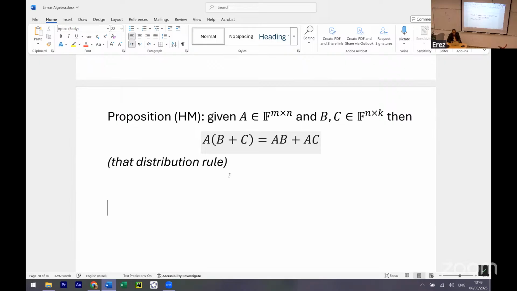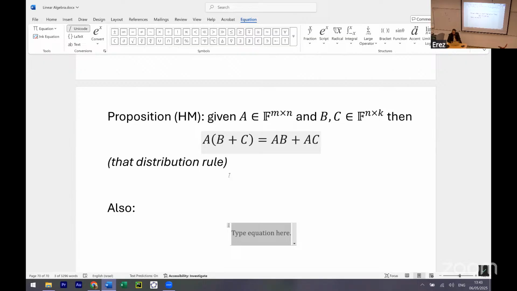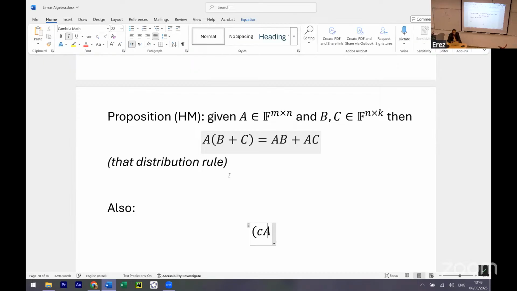What else? Also, and I'll write it in real short, C times (A times B). This does not fall within the regular rules of the properties of the field, because it involves two different multiplications, scalar multiplication and regular multiplication. But this actually equals A times, first of all, C times B, and also (C times A) times B.